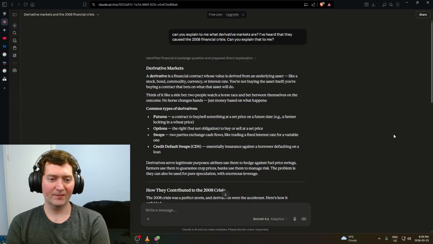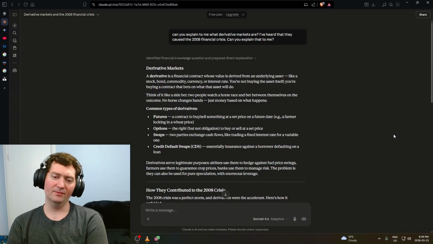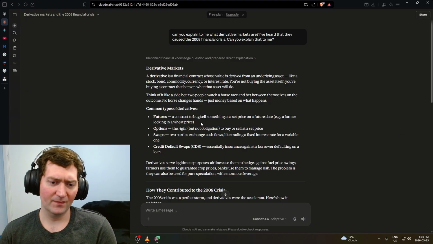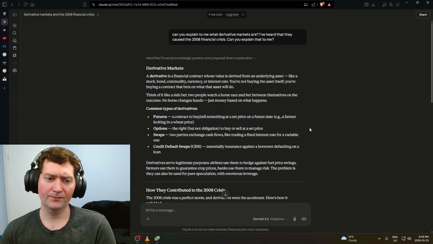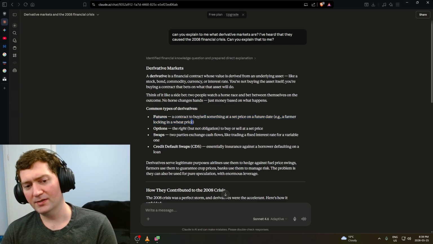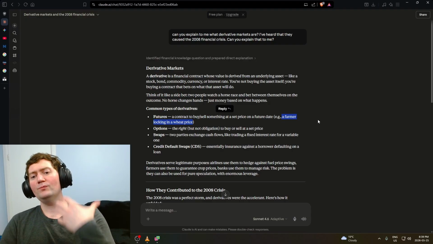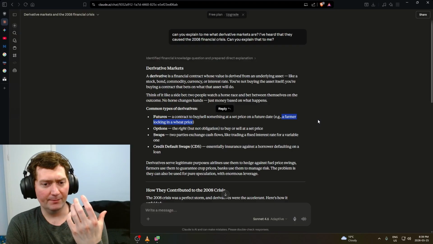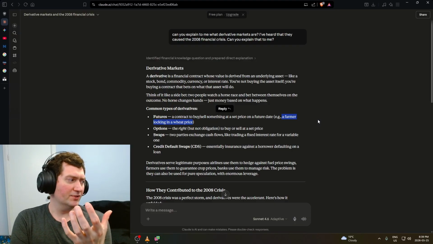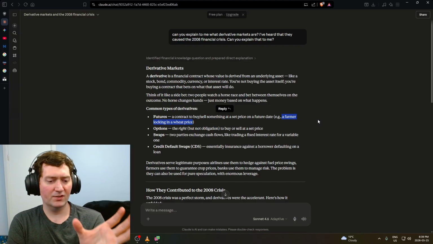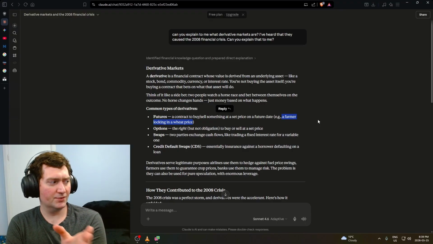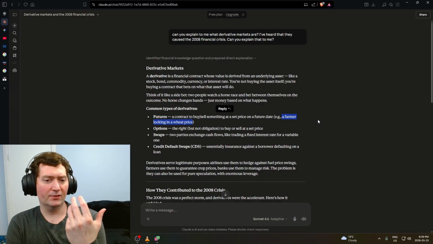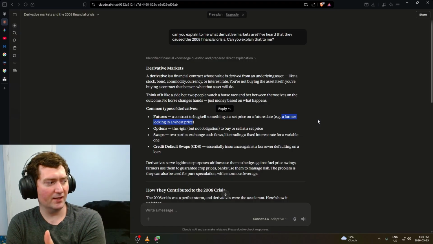Common types of derivatives. Futures, a contract to buy or sell something at a set price on a future date. So this is the common one that I've heard about. Farmers locking in wheat prices. When a farmer decides to grow a crop, he will try to set up a futures contract, which is, okay, it's going to cost me X to produce Y, therefore, I'm going to create a futures contract that I will sell for more than X.